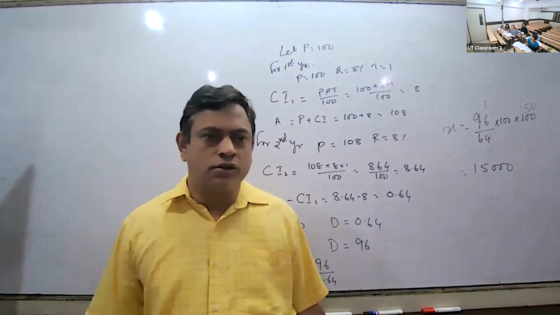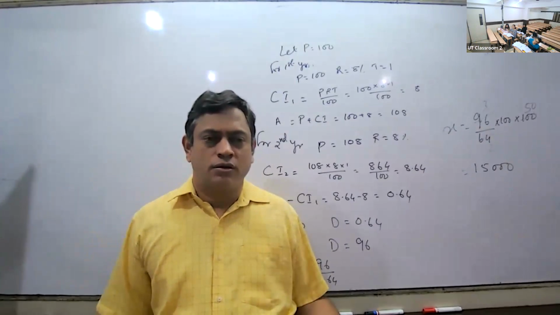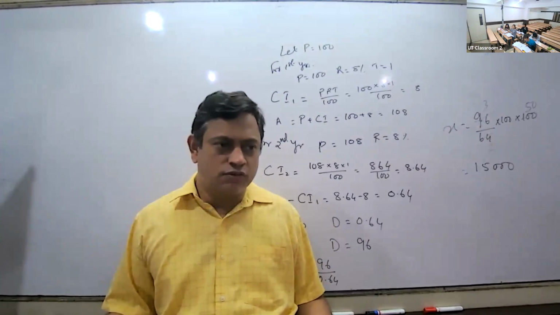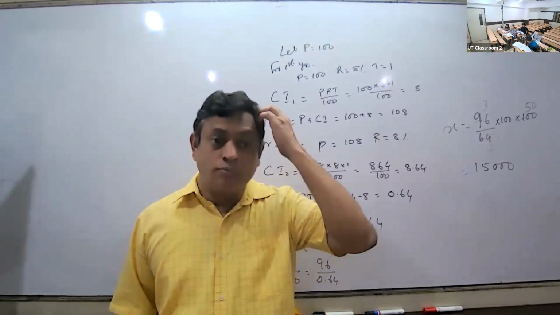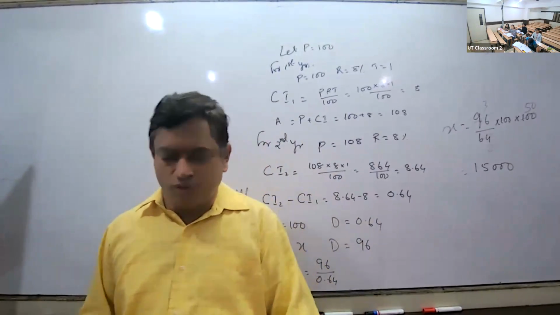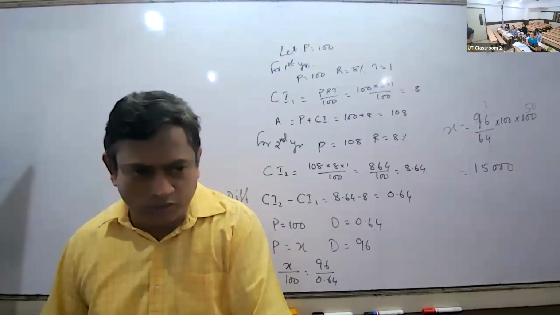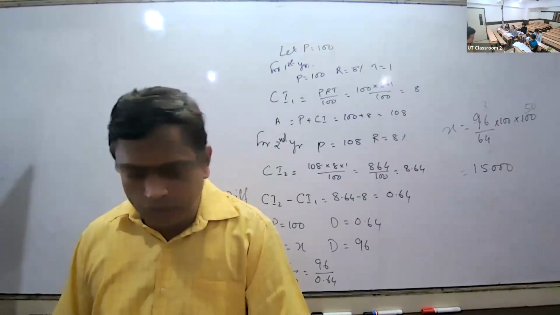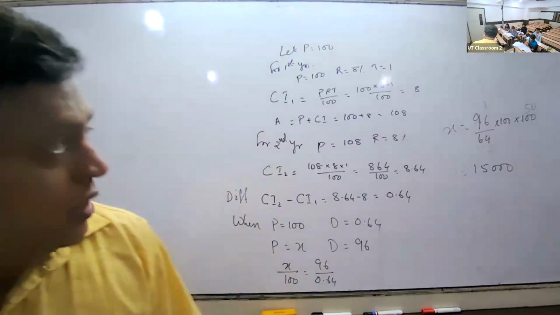So what do you have to find out? The difference between compound interest of which year and which year? That means CI3 minus CI2 you have to find out. That's all. We don't need to find out till 5 years. No, we don't need.